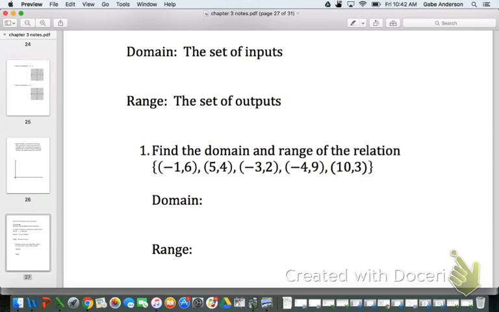Yeah. Question, Braden. Yeah. Okay. If it's not given, how do you solve it? What did you get for your domain?